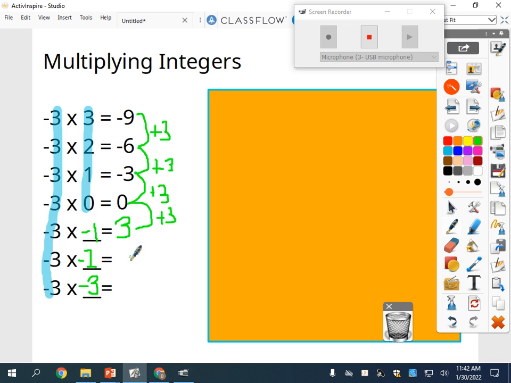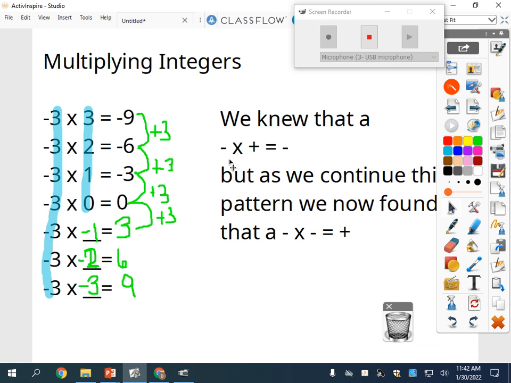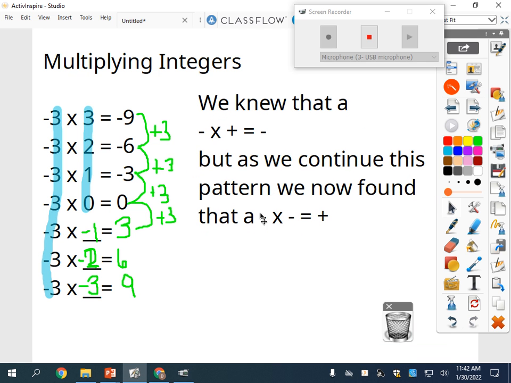3 plus 3, this has got to be 6. And this has got to be a 9 if I continue my pattern, right? So we just learned something. We knew that a negative times a positive was a negative. But as we continued through this pattern, we saw that a negative times a negative actually ended up being a positive. Okay, based on this pattern.